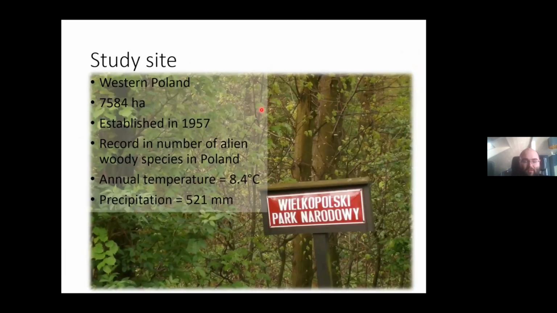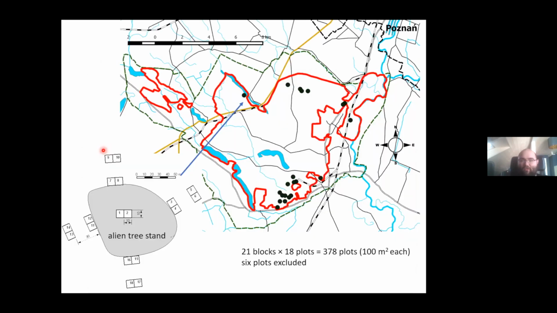All of the results which I would like to show you were collected in the Wielkopolski National Park in Western Poland, the national park with the record number of alien woody species in Poland, over 100 alien taxa. In this national park, we established a set of 21 blocks. In each block, we had 18 study plots located in pairs. One pair in the middle of the alien tree stand, one on the edge, and one 30 meters away from the edge.